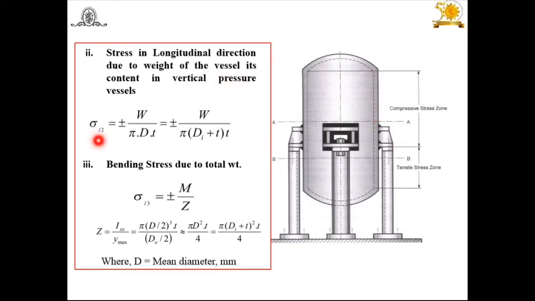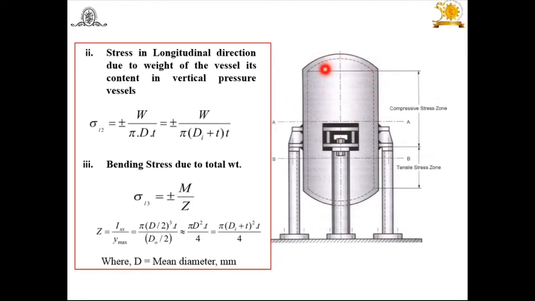Now this sigma L2, the longitudinal stress along the axis of the vertical pressure vessel, is plus or minus W upon the area, that is pi into D into t. Again this capital D means Di plus t. By using this expression, W is the weight of the vessel plus the weight of the content inside it. How to find the weight of the vessel? Mass upon volume is equal to density. First of all we have to find the volume. This is the cylindrical part, and this is the hemispherical part. We have to add the cylindrical part volume plus the hemispherical part volume, and then mass upon volume is equal to rho, the density of this material, and you will get the mass.